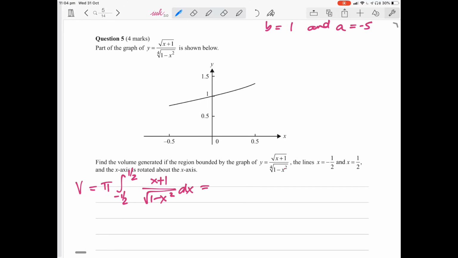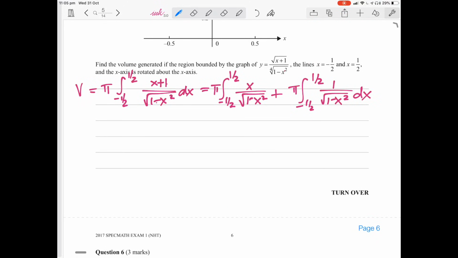Okay, so first thing I look at here, we're going to have to split it apart because 1 on root 1 minus x squared, that's going to be sine inverse. And then I've got x on root 1 minus x squared. So let's go pi, negative a half to a half, x on square root 1 minus x squared plus pi, negative a half to a half, 1 on root 1 minus x squared dx.